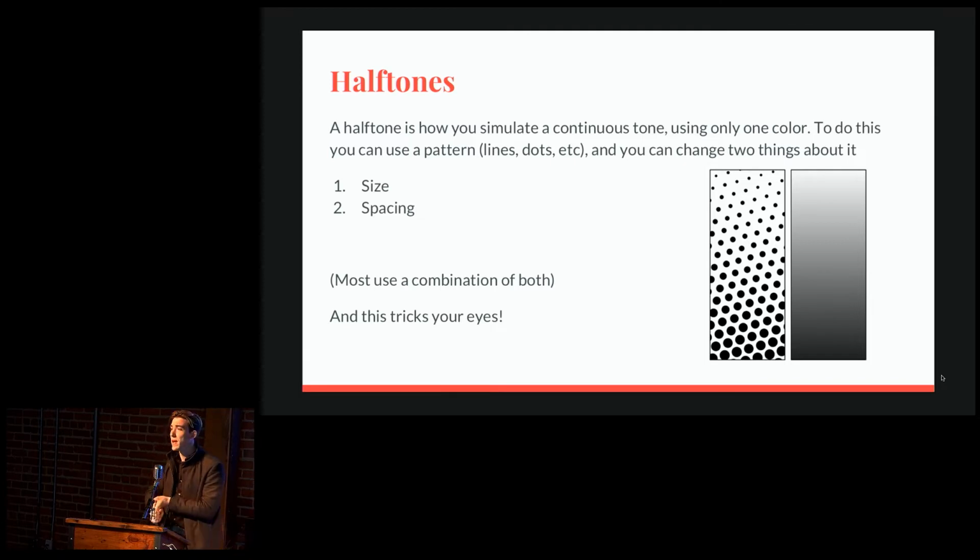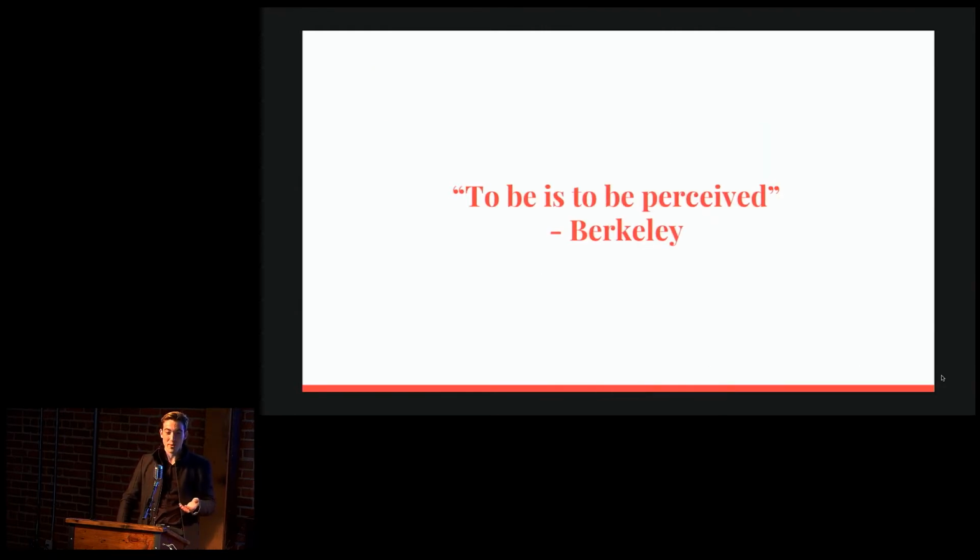And then the other one is the spacing, right? The spacing is what we saw in the line example, where if things are really close together, they're going to appear darker. If they're farther apart, they're going to appear lighter. And so all of these work by an optical illusion. But I'm a firm believer: to be is to be perceived.